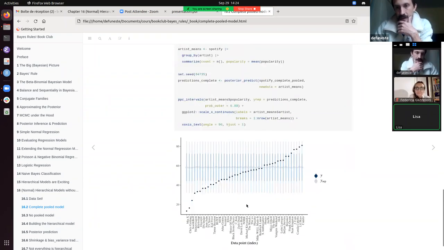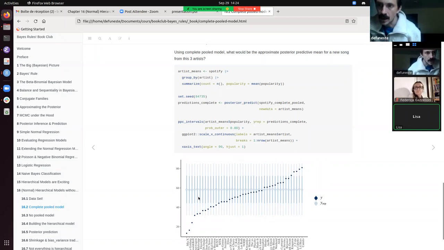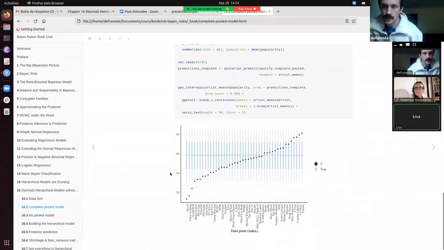So this produces this little graphic. Every new song produced by an artist gets the same prediction. The blue dots are the mean popularity, and the light blue dots with the range are what the model will predict for a new song. So here we see every artist, and even if we had more, we'd have the same results, because we are not using the artist information in the complete pooled model. Okay?